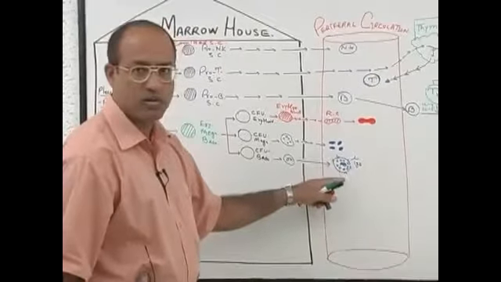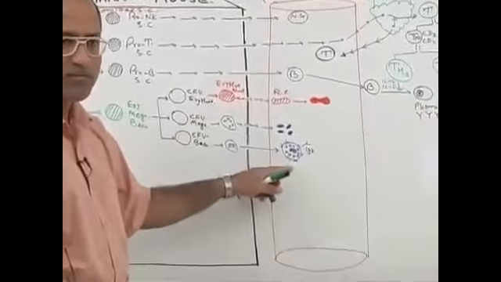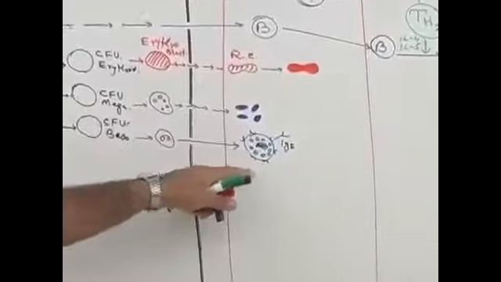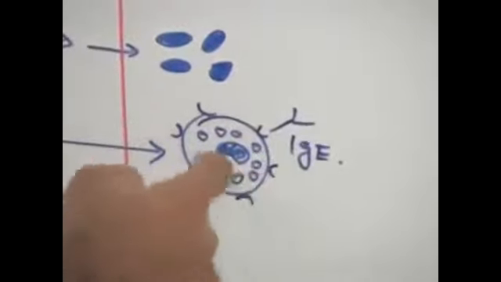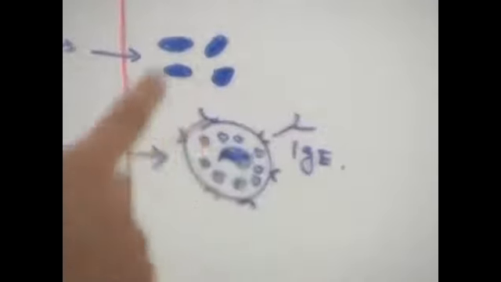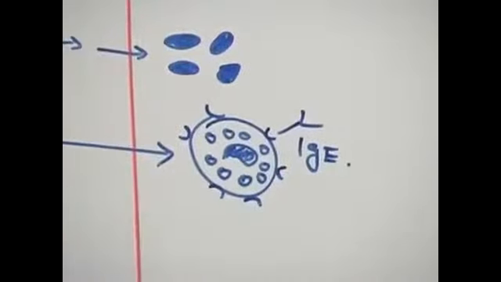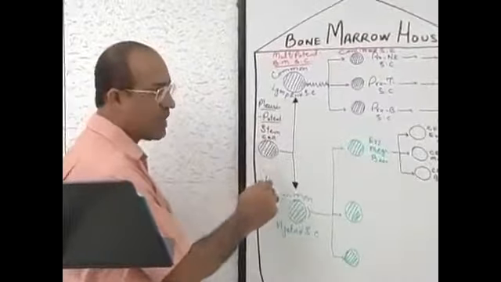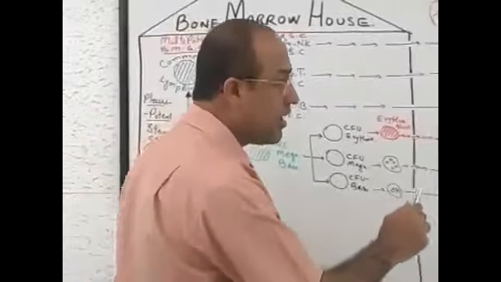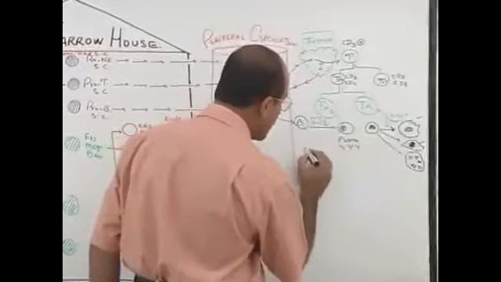You should focus on, when I am pointing my finger, it means that you should stay here. Now, these basophils are loaded with IgE. But here I should mention something extremely important, that these pluripotent stem cells are also responsible for production of mast cells.